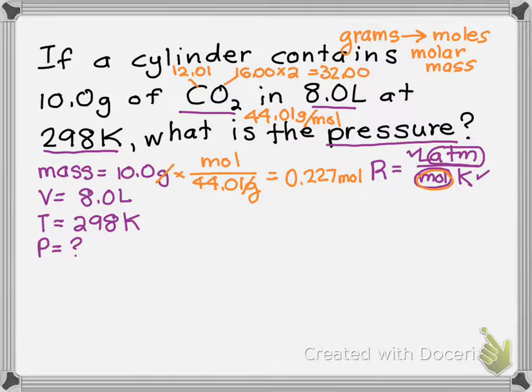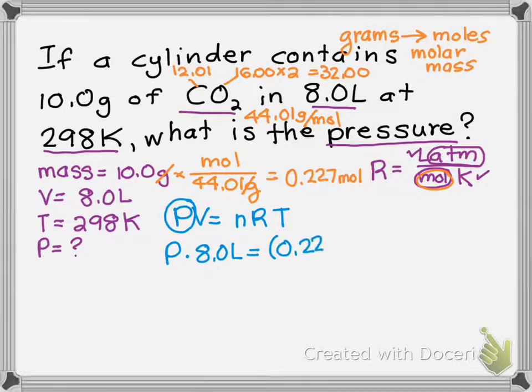So let's go ahead with the ideal gas law. I know that it's PV equals nRT. I have all the information I need to solve for P. So P times the volume, which is 8 liters, equals the number of moles, which I had to calculate from the grams, times R, which is a constant. It always is going to equal the same thing with these units, times the temperature, which they gave me.